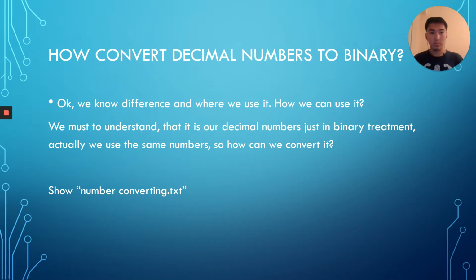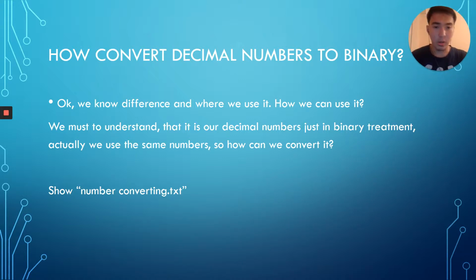Okay, we know what it is, why it is used, and where it is used. So how can we work with this, how can we convert it? It's the question because the numbers that we use in decimal format are the same numbers that we use in a binary treatment. It's just a treatment from decimal to binary, and we must convert our numbers to understand what it will be in the binary number system.